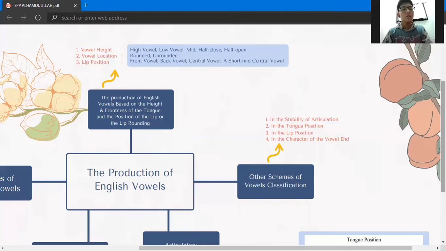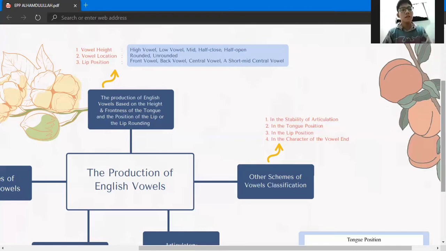Number three, lip position. The shape of the mouth cavity is very dependent on the position of the lips. When the lips are neutral or straight, the vowels are called unrounded. When the lips are drawn together so that the opening between them is more or less round, the vowels are called round.